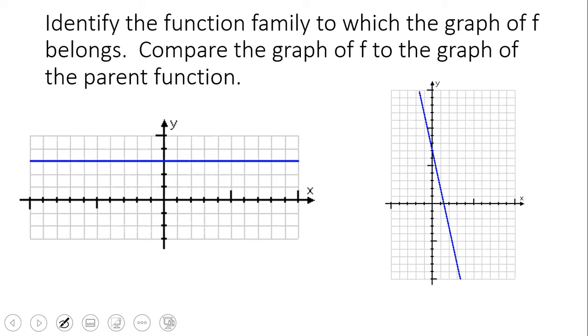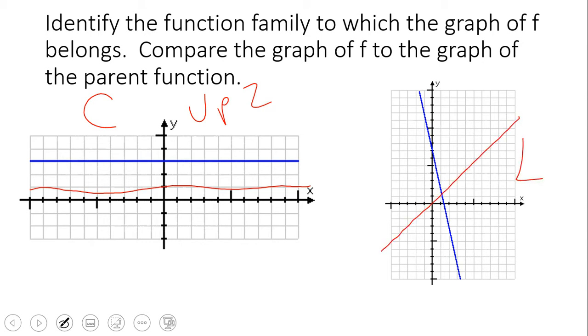Two more functions. So on the left side, if it's a horizontal line, that is the constant function. The constant function that we started with today was at Y equals 1. So what's the change for the blue function? Looks to me like it's up 2. Then the graph on the right, it normally looks like this. It's the linear function. So what has changed? Well, it was reflected over the X-axis, and it looks like there was a change of the Y-intercept up 1, 2, 3, 4, 5, 6 units.